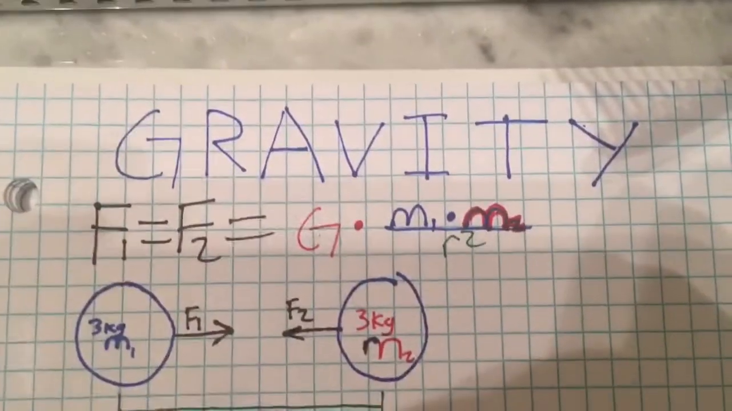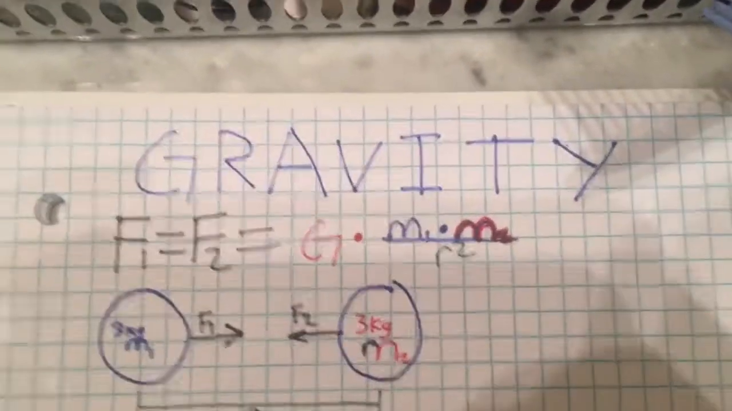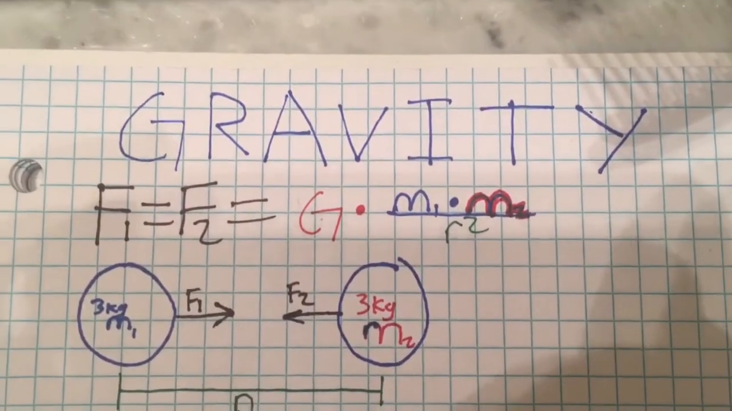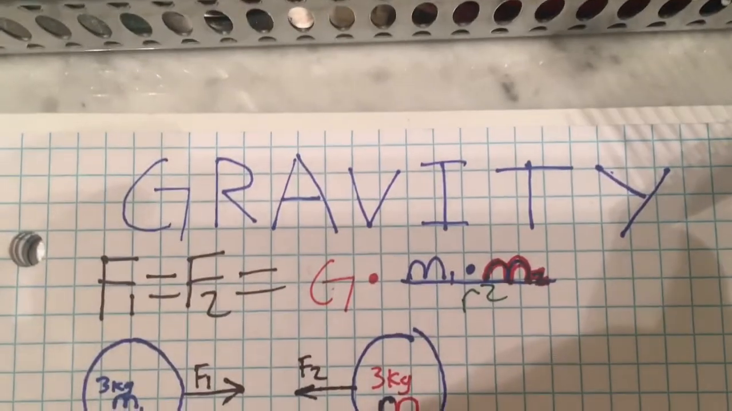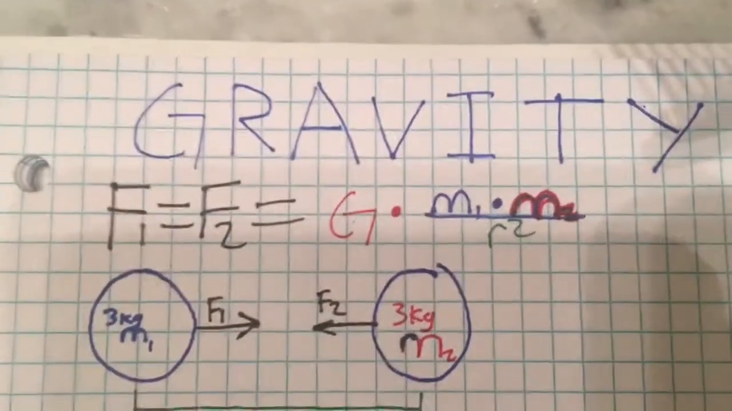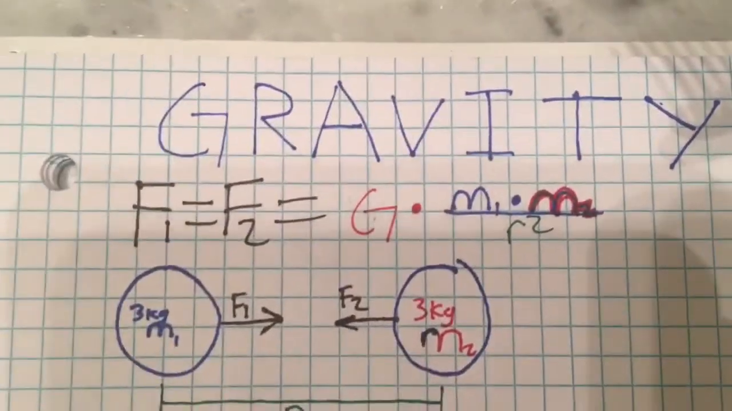Okay, so today we're talking about gravity. Now, gravity is defined by the equation F1 equals F2 equals G times mass 1 times mass 2 over R squared. Now, R squared is not to be confused with radius.